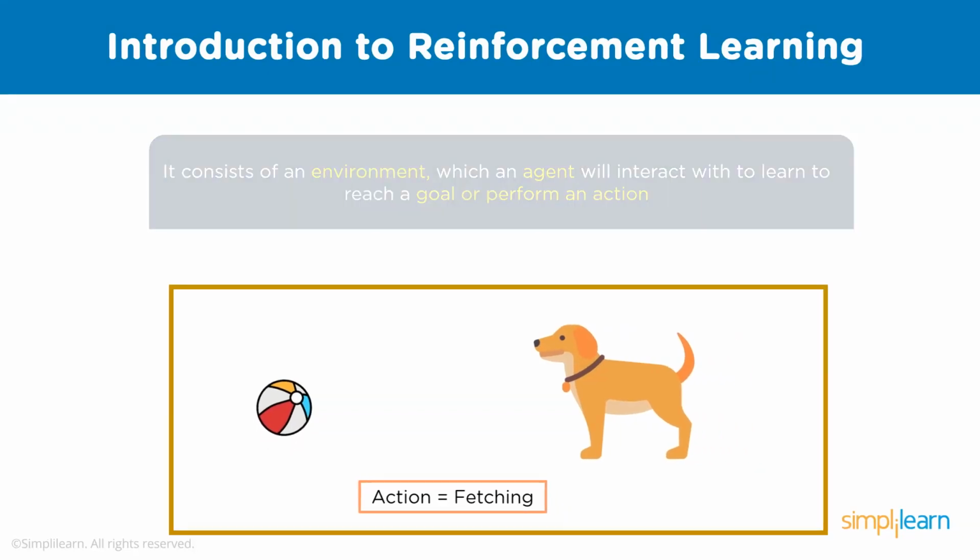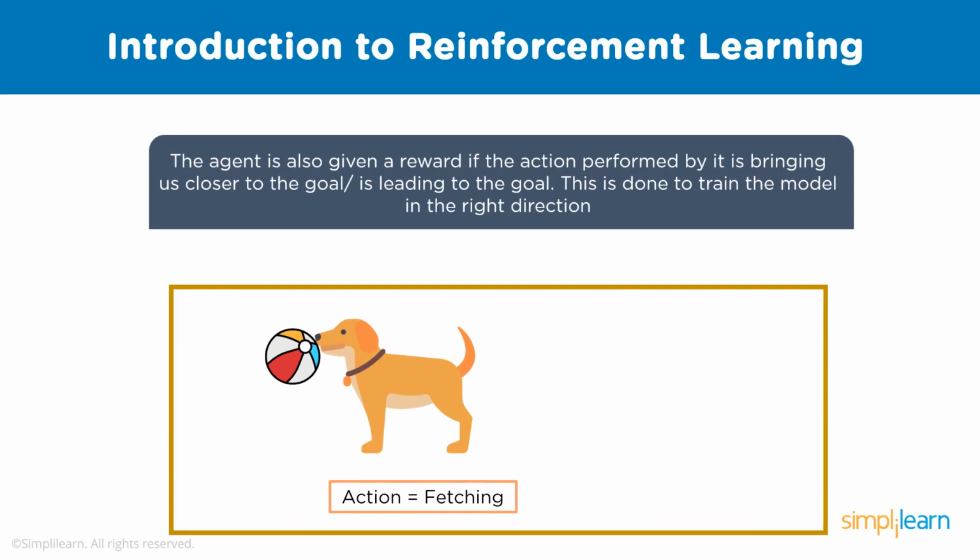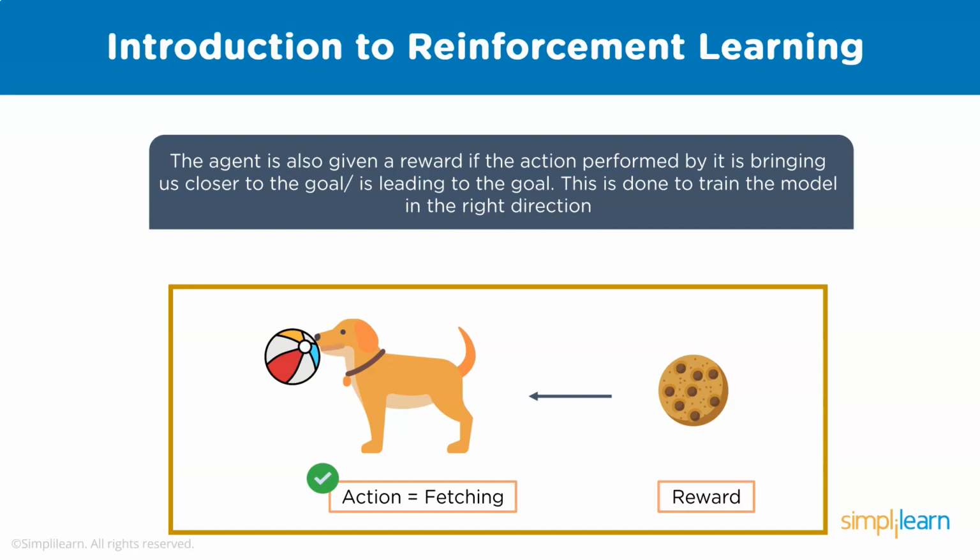The agent is also given a reward if the action performed by it is bringing it closer to the goal, is leading to the goal. This is done to train the model in the right direction. You have a reward of hopefully a doggy cookie, and action equals fetching. So it gets a reward, it gets to go fetch the ball.